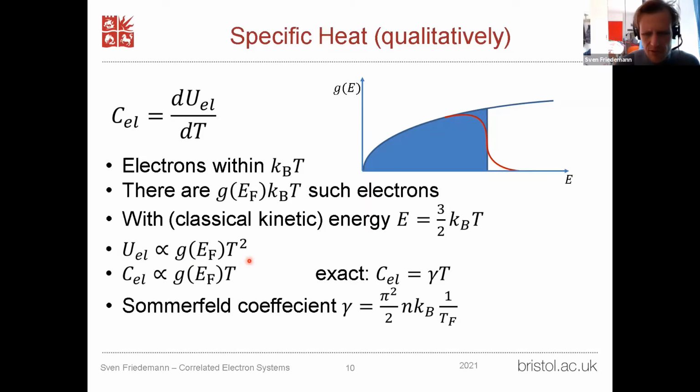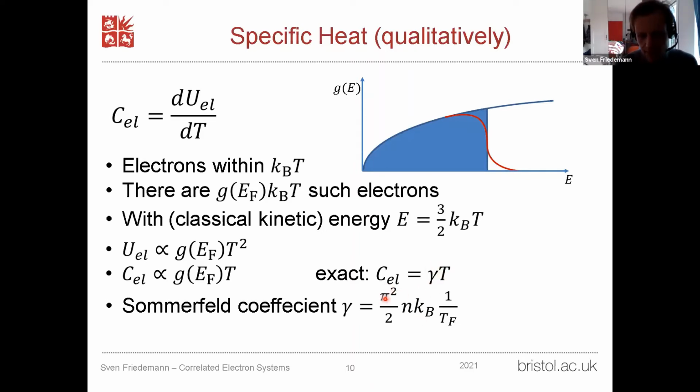And then it's a small step to think about the specific heat, because that's given by the temperature derivative of the internal energy. And hence we get an expression that should be proportional to density of states and proportional to temperature. The exact derivation, and that's what Sommerfeld did, is that the electronic contribution to the specific heat should be equal to gamma times T, and it's pretty much everywhere that gamma is used for the specific heat coefficient. And this is also known as the Sommerfeld coefficient.